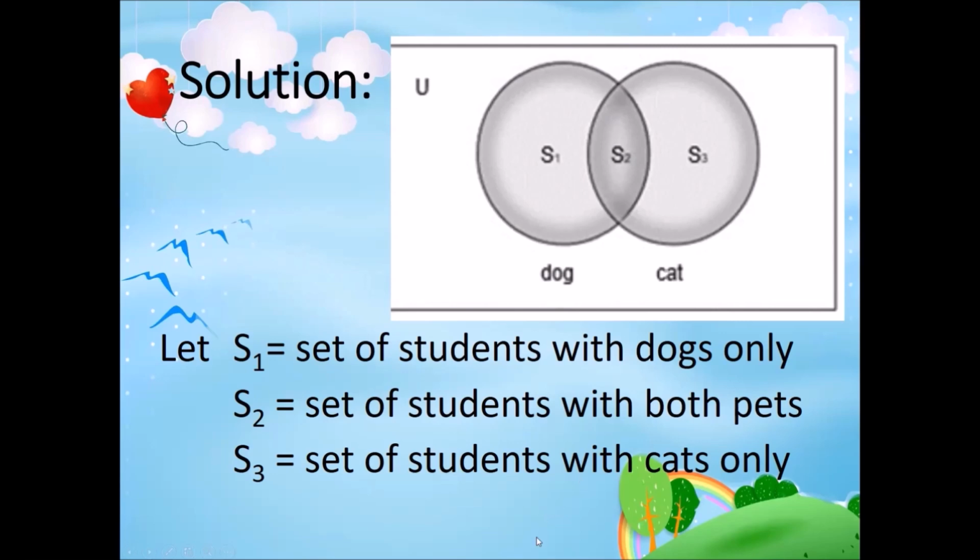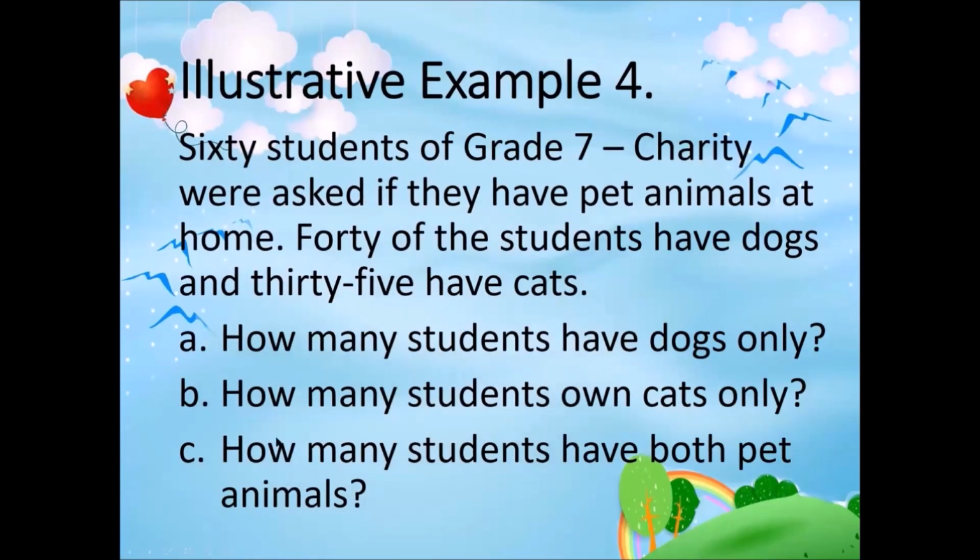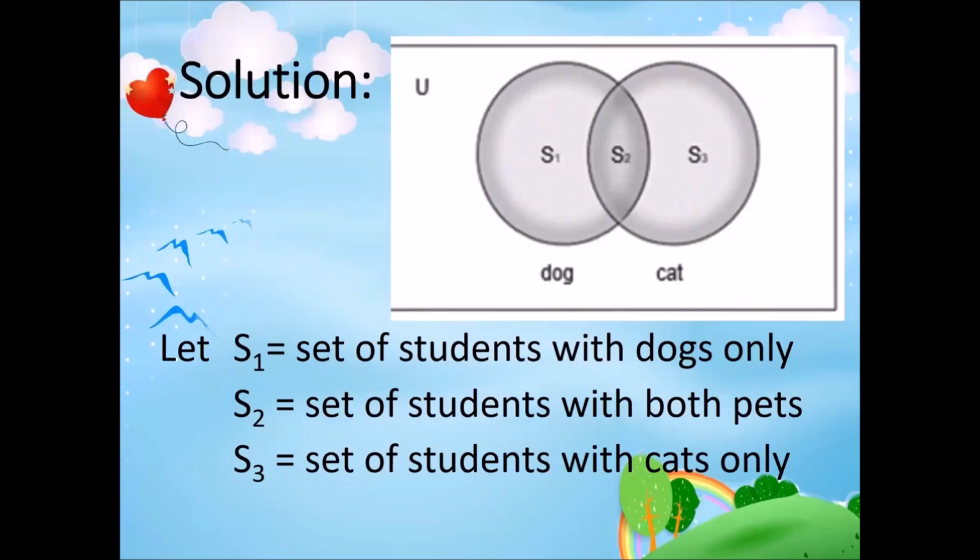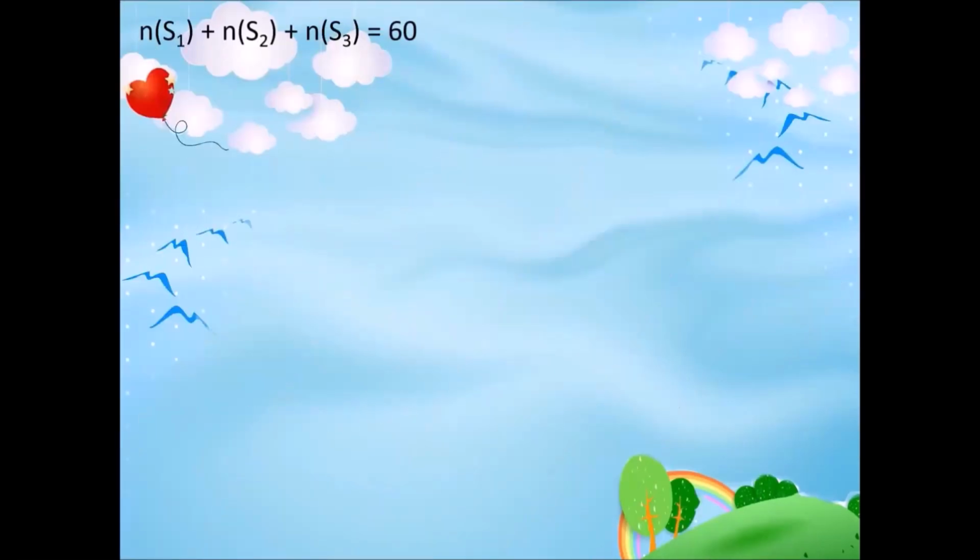Then of course, what is asked? Nandoon sa una natin ang mga tinatanong, itong A, B, C: how many students have dogs only? How many students own cats only? And how many students have both pet animals? Okay, so this is our formula to be used. We need to add yung mayroon lamang alagang aso at ang S sub 2 ay yung parehas na may alagang aso at may alagang pusa plus yung mayroon lang alagang pusa. A total of 60 students.